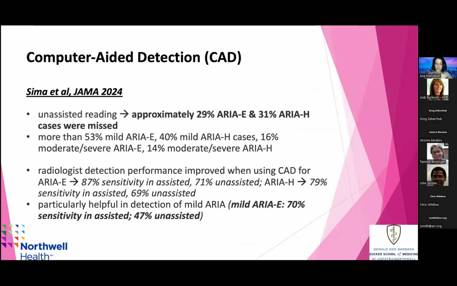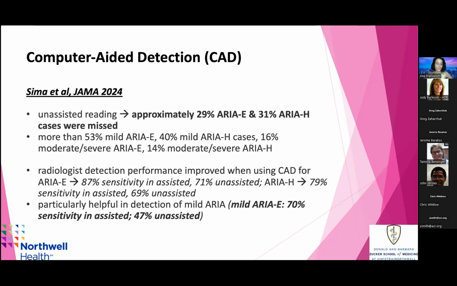So there's an interesting article that came out in JAMA earlier this year. They looked at unassisted versus AI-assisted reads for ARIA, and approximately 30% of both ARIA-E and ARIA-H cases were missed. These unassisted reads were both by radiology trainees, but also by subspecialty neuroradiologists and people that had experience in ARIA reads. And of course, the majority of these misses were in mild cases. Over 50% of mild ARIA-E and about 40% of mild ARIA-H were missed, but at the same time, about 15% of moderate to severe ARIA was missed as well.